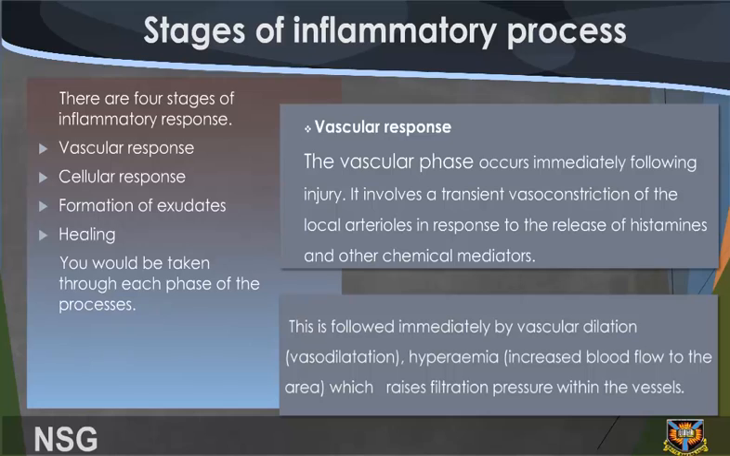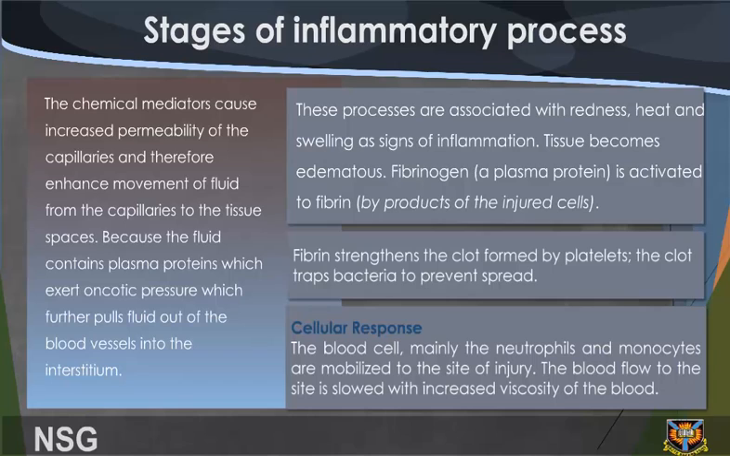This is followed immediately by vascular dilation, vasodilatation, hyperemia, increased blood flow to the area, which raises filtration pressure within the vessels. The chemical mediators cause increased permeability of the capillaries and therefore enhance movement of fluid from the capillaries to the tissue spaces. Because the fluid contains plasma proteins which exert oncotic pressure, which further pulls fluid out of the blood vessels into the interstitium.